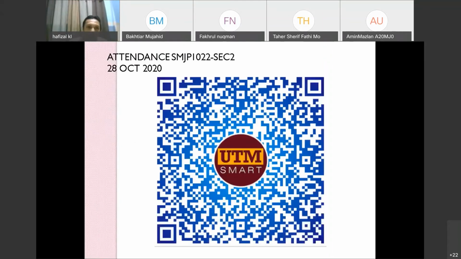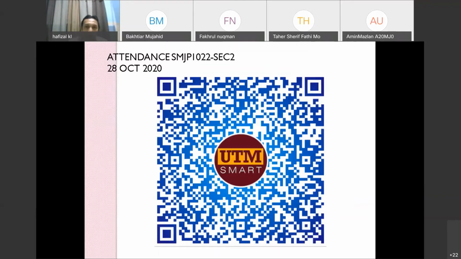So this is to record using our UTM Smart. I will capture the QR code and then publish it on our e-learning. Later on, I will not show this again in our slide. So you will access our e-learning. I will publish the QR code on e-learning so that you access it and capture it to record your attendance. By using that, I will trace your attendance.